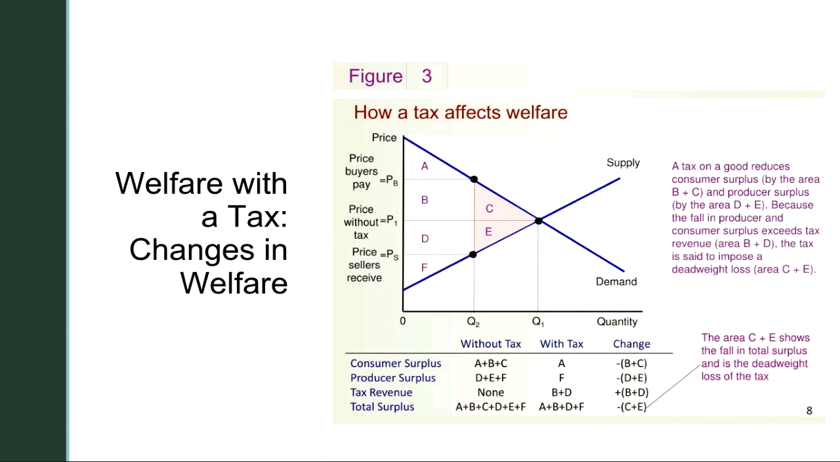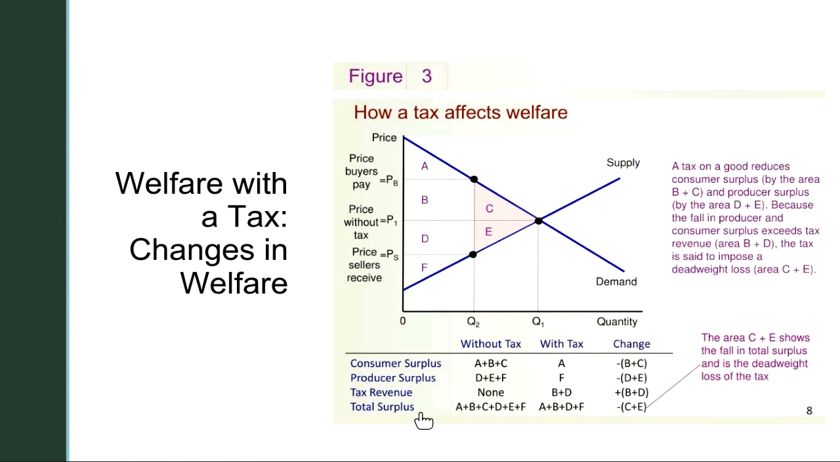So, for example, let's break down Figure 3 here. This might look a little complicated because we have a lot going on, but I want to pause and slow this down, and let's break down the components we have. Down here we have our consumer surplus, our producer surplus, our tax revenue, and our total surplus.